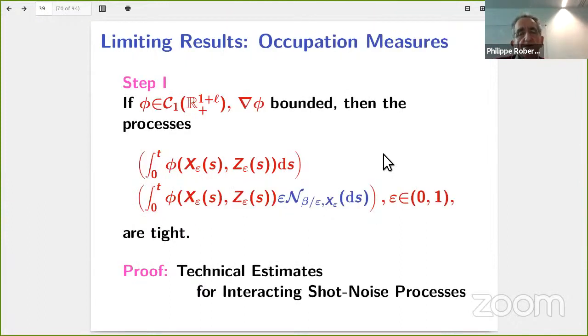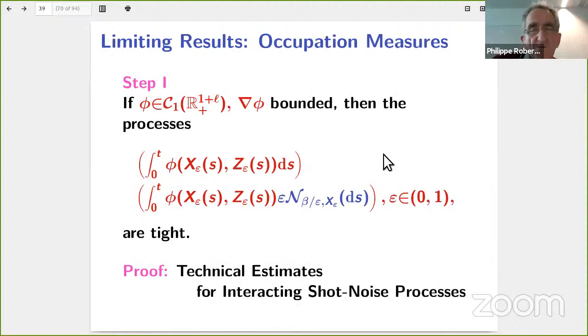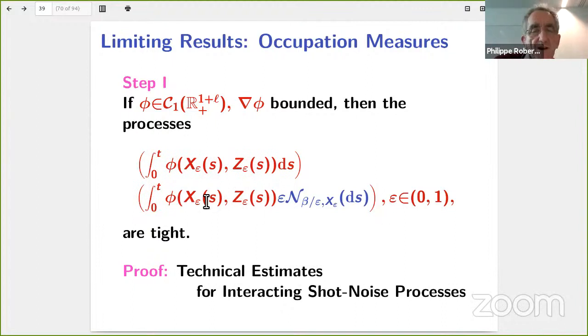And so if we want to study the behavior when epsilon goes to 0, this is classical when you deal with an averaging principle. You just have to look at the occupation measures associated to fast processes, like this kind of quantity, integral of that. But in our case, we also have to deal with a kind of occupation measure with respect to the postsynaptic weight. And this is one of the technical difficulties of this problem: to prove the tightness of these quantities. It involves technical estimates associated to shot noise processes.